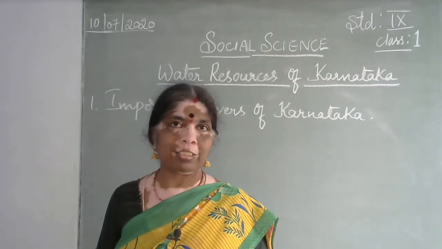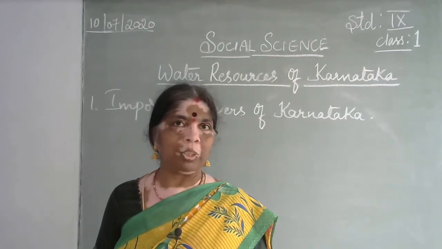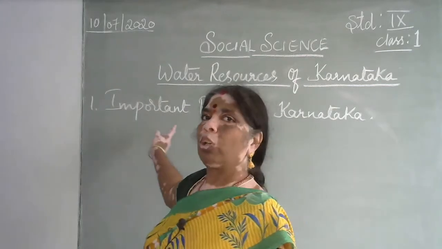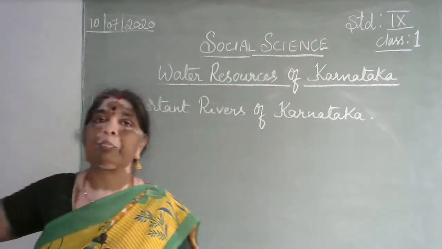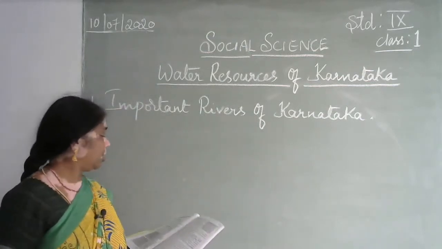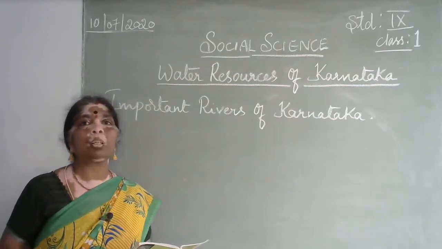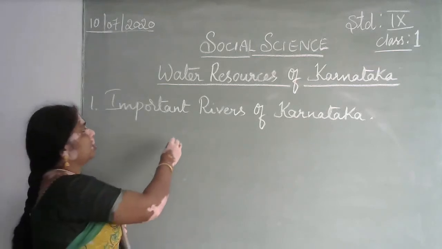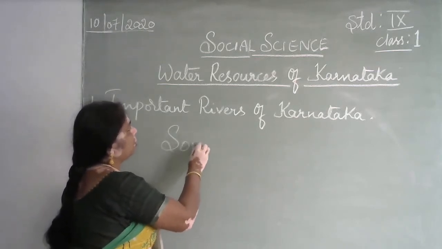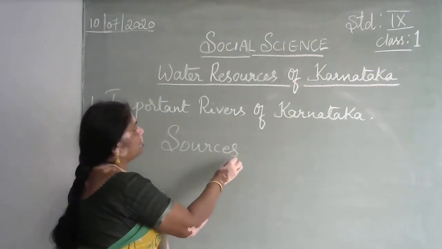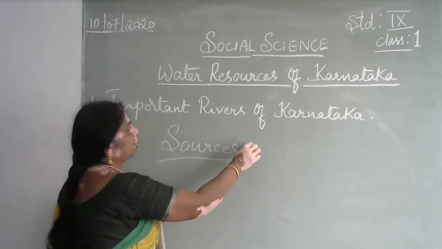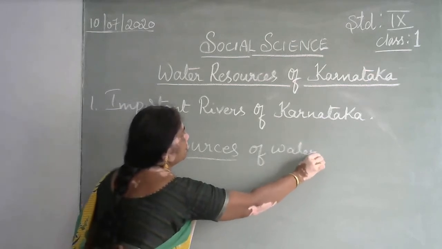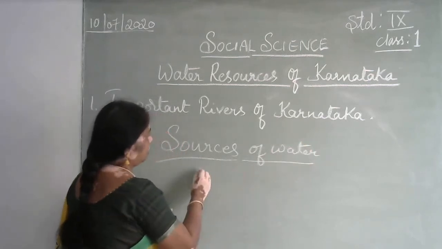Today is the first class. So let me take up the chapter Water Resources of Karnataka. Here, rivers are mainly the sources of water. What is the source? The source of water is rivers.